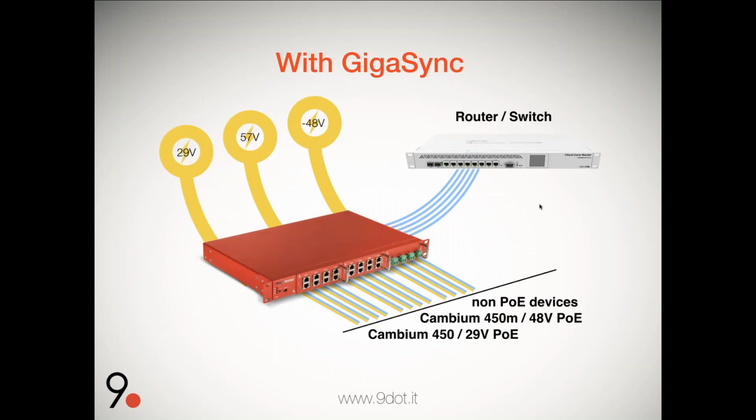What is the scenario with GigaSync? Just a router, an injector, some source of power, but in the GigaSync, everything is fully isolated. So there's no problem with grounding or DC-DC converting. Just plug the right source of power into the GigaSync and power your devices.